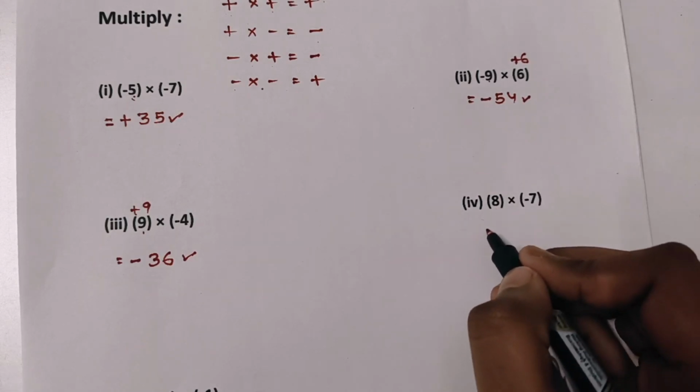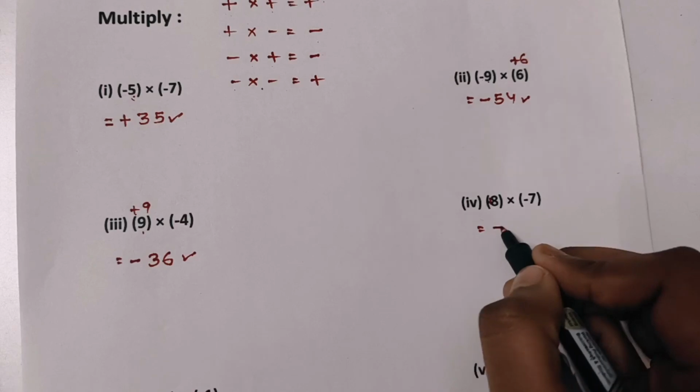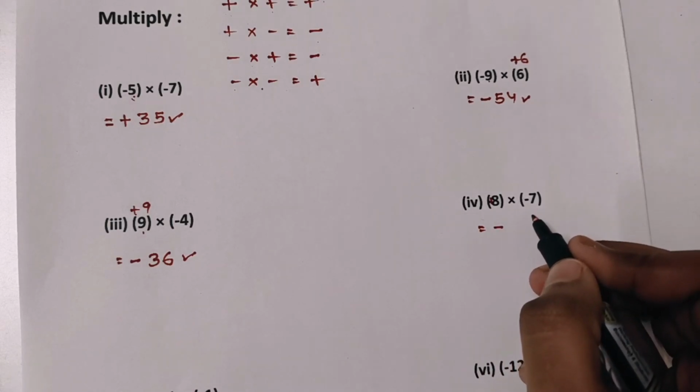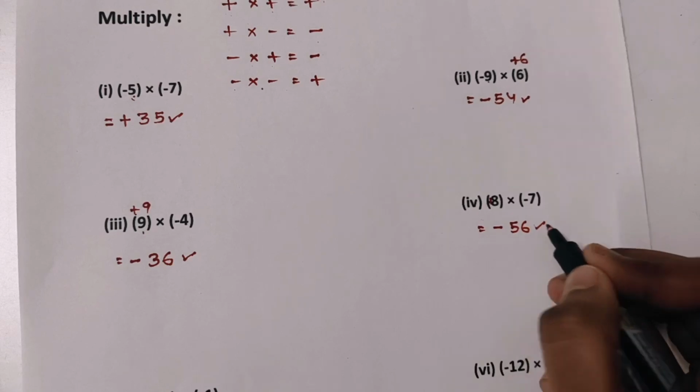Next, fourth question. Here also for 8 we will get plus 8. So plus into minus is minus. 8 times 7 is 56. So minus 56.